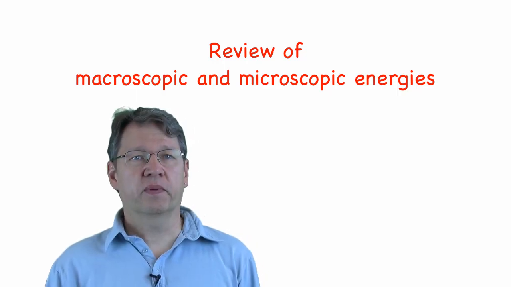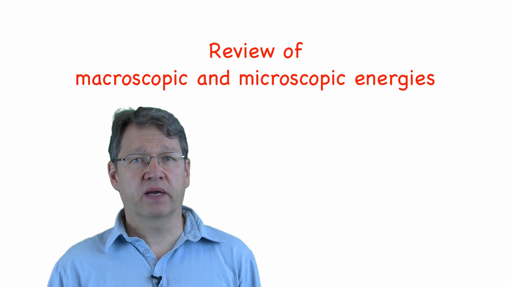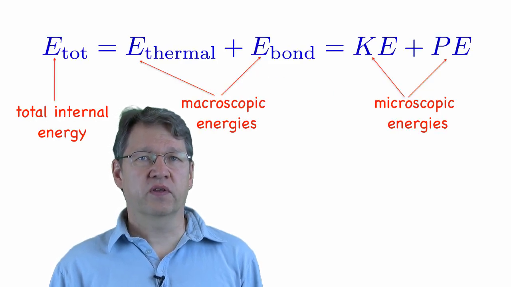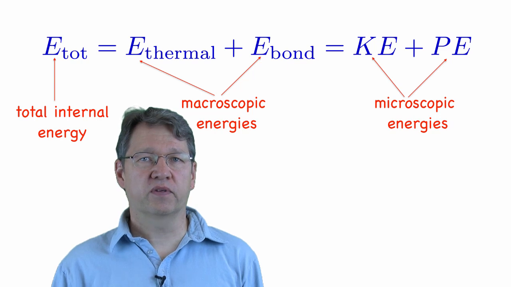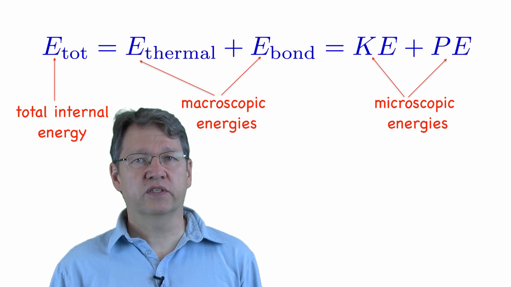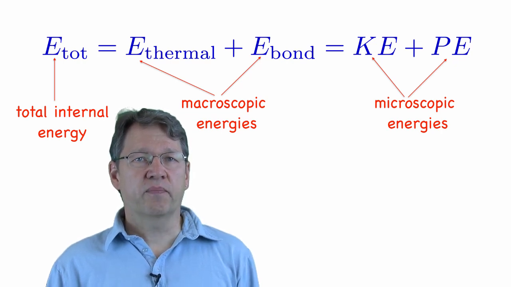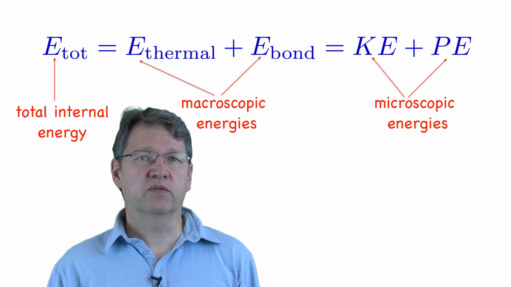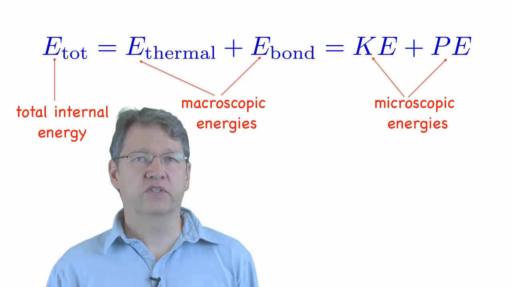In this lecture, we learned about the relation between macroscopic and microscopic energies. For macroscopic, everyday objects, we've been using thermal and bond energy to describe their internal energies. If we zoom in to the atomic level, we see that these energies are really just the kinetic and potential energies of atoms. When we add up all the kinetic and potential energies of the atoms, we get the same total energy as we get from adding the thermal and bond energies.